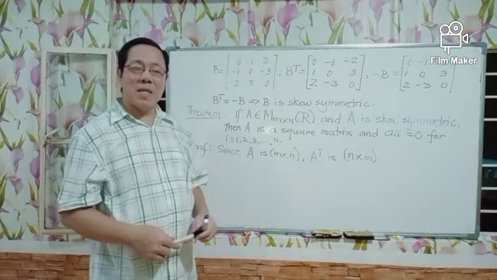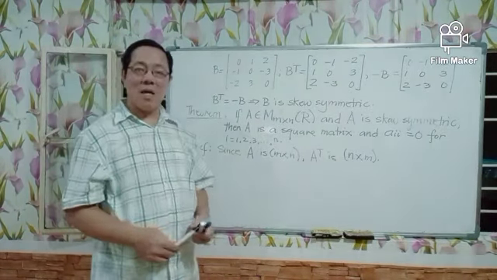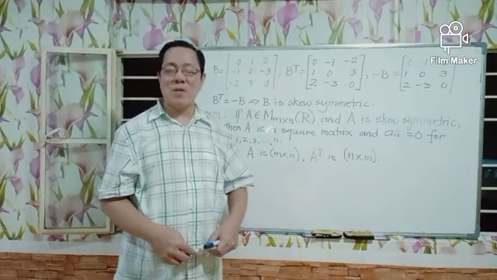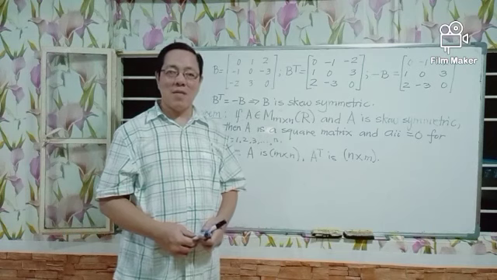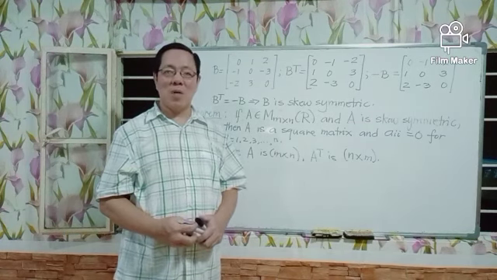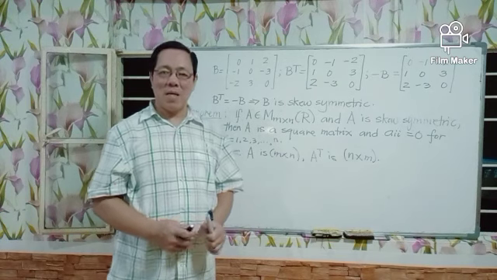The second given in the theorem is that matrix A is a skew-symmetric matrix. And by definition of skew-symmetric matrix, if A is a skew-symmetric matrix, then the transpose of A is equal to the negative of A.